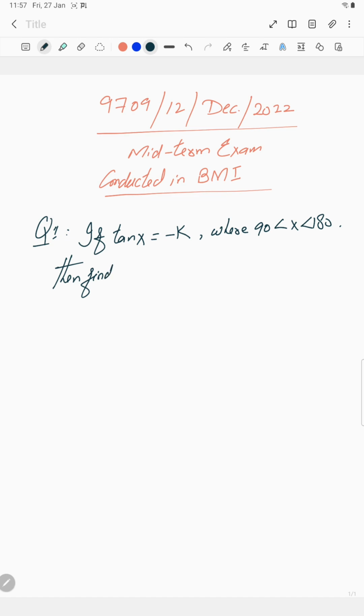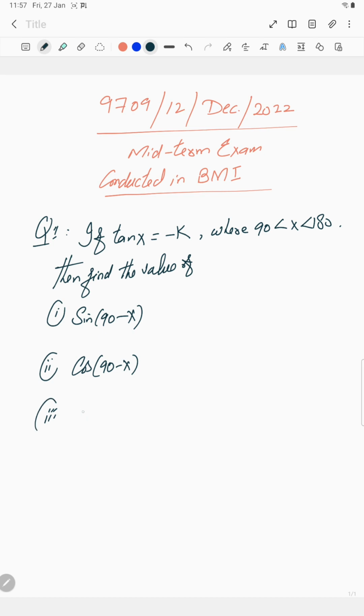The question number one was given: if tan x was minus k, where angle x was lying between 90 and 180, then find the value of: number 1 was sine(90 minus x), number 2 was cos(90 minus x), and number 3 was sine(180 minus x). These are 1 mark questions each. We have to answer this.